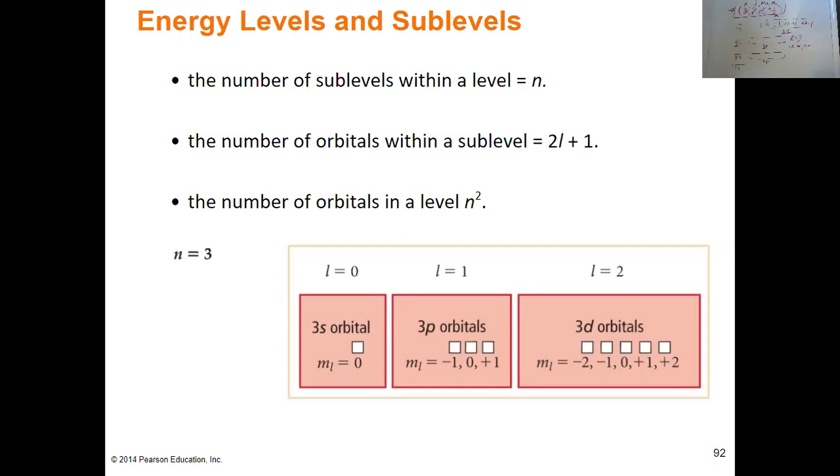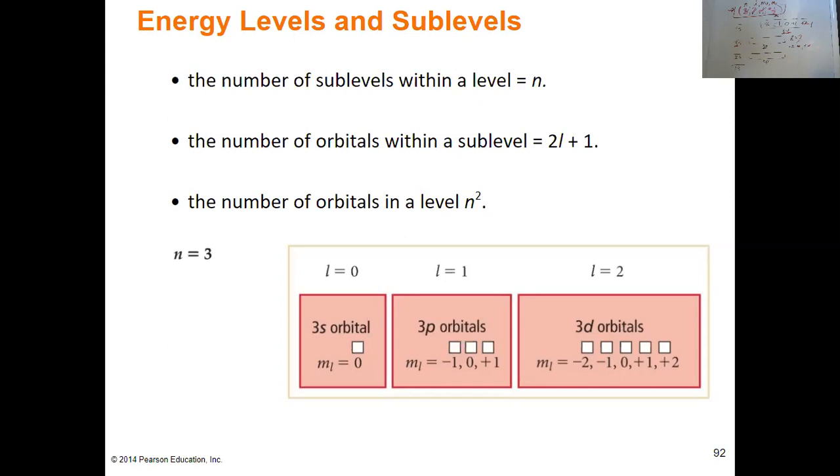You can figure out the number of orbitals in a sublevel by using the 2L plus 1 calculation. So if you want to know how many orbitals are in the S sublevel, that L value is 0. 2 times 0 is 0, plus 1. So an S sublevel must have 1 orbital in it. For your P sublevel, L equals 1. 2 times 1 is 2, plus 1 is 3. So a P sublevel will have 3 orbitals in it.